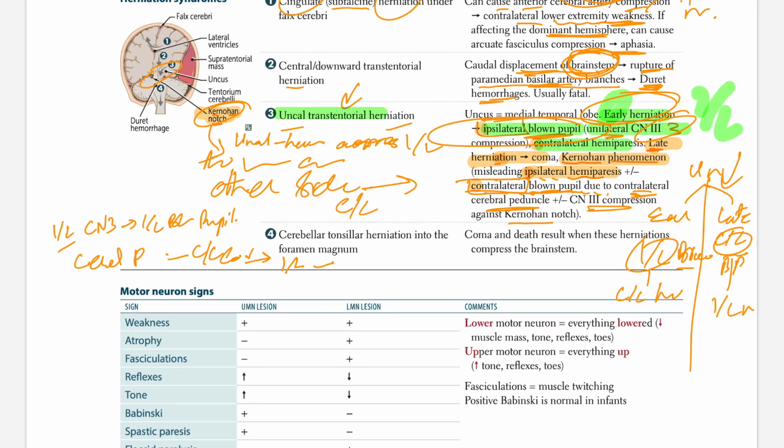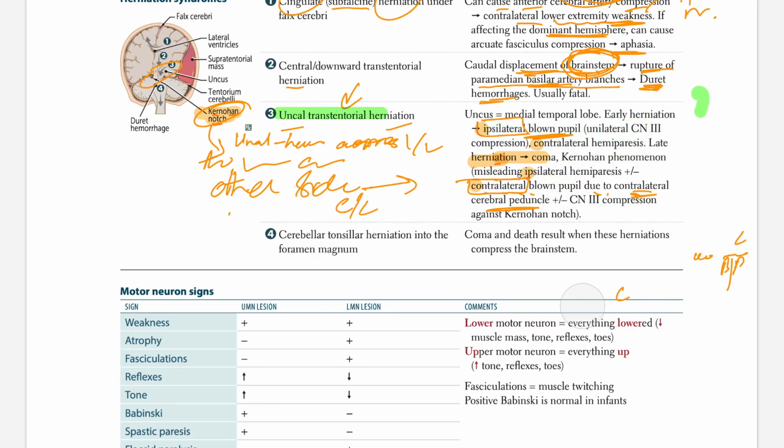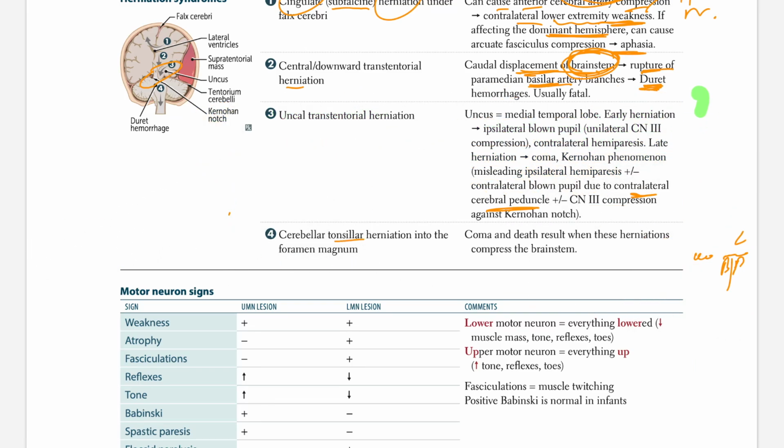The last one here we have is the cerebellar tonsil herniation into the foramen magnum. So here's the cerebellar tonsil. It's herniating into the foramen magnum, which leads to coma, death. Because again, if you think about it, all the respiratory centers, all of the cardiovascular centers, they're here, right? So when you herniate the cerebellum into the foramen magnum, you're just causing coma, death, because of herniation of the brain stem, which compresses the brain stem. Okay.